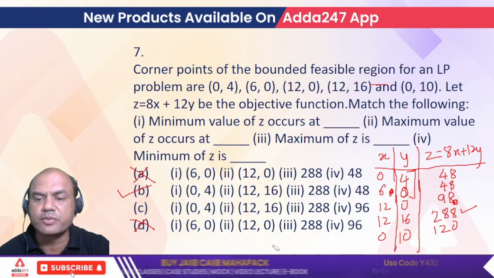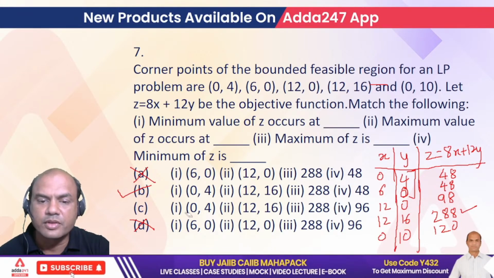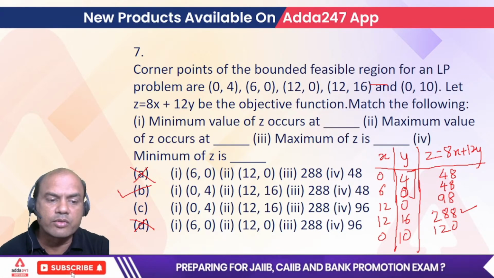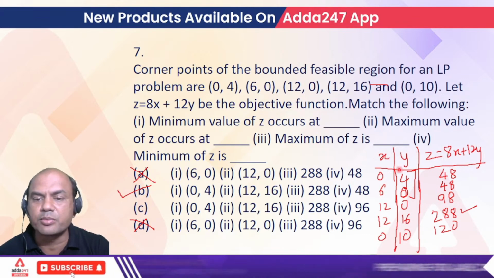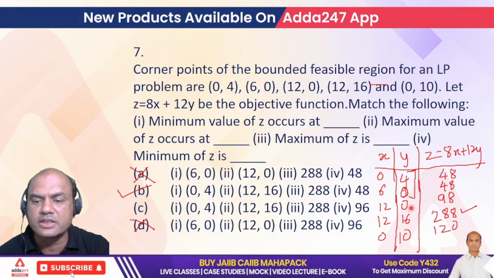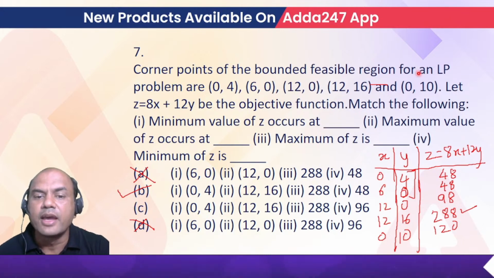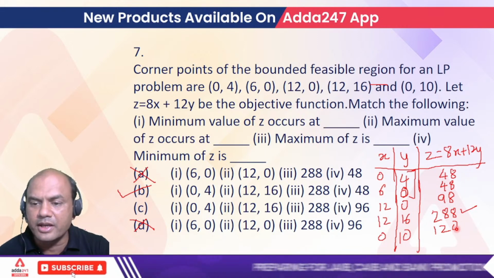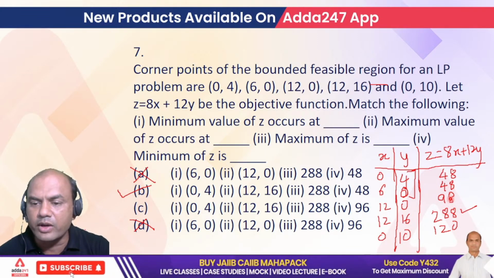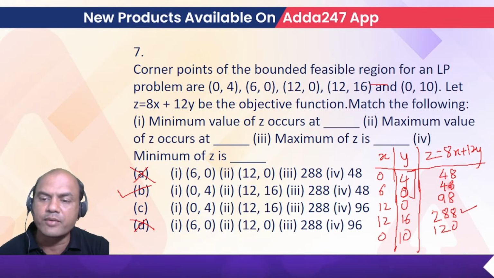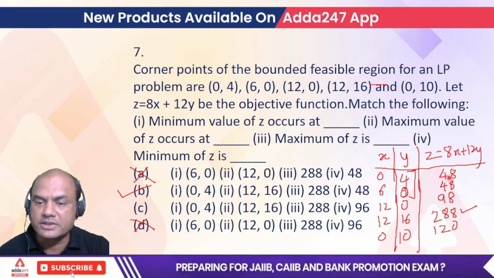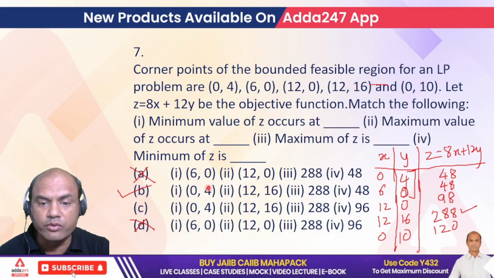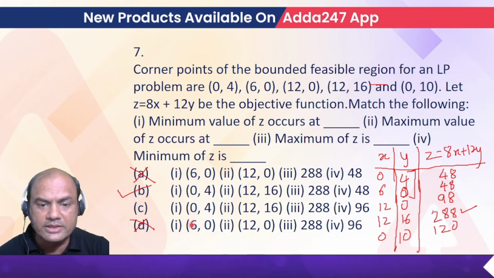See this, this is the z function. Put the value of z in each one. So what we get? See this z, x, y. These are the points 0, 4, 6, 0, 12, 0, 12, 16, 0, 10. And where is the minimum value of z? 48, 48, 20, 98, 288 and 120. So it occurs at what? Two points, 0, 4 and 6, 0. What is the answer? 0, 4 and 6, 0.